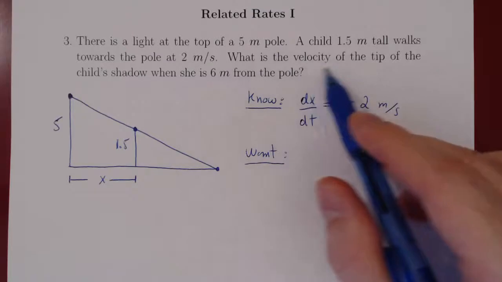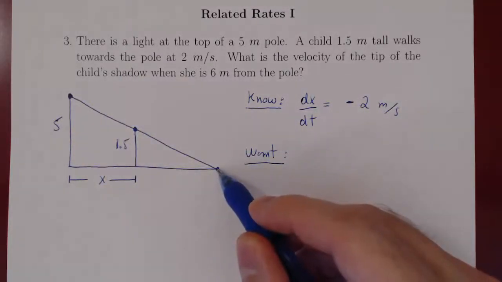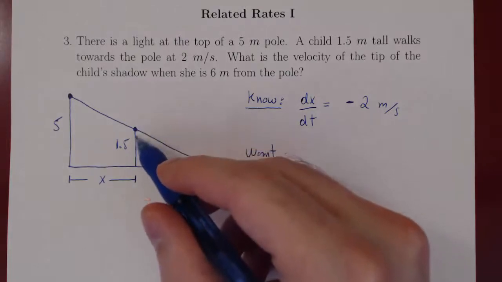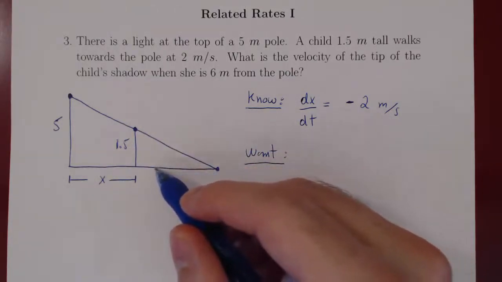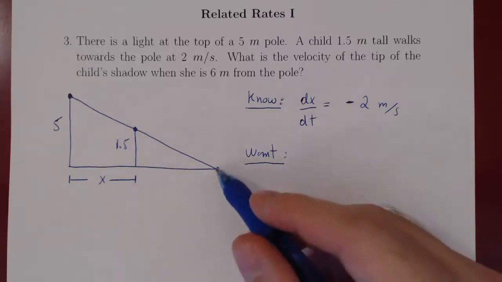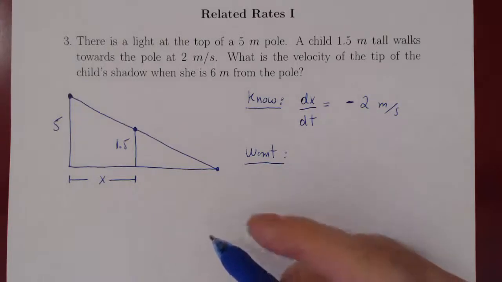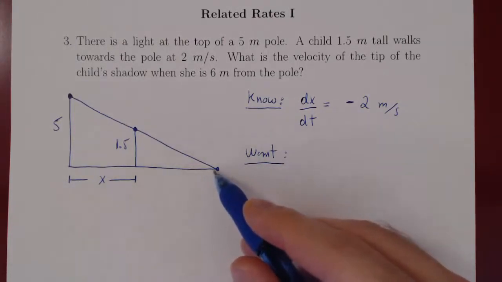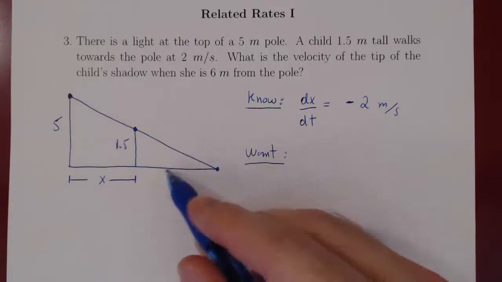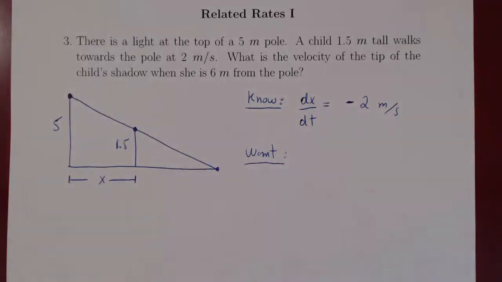We want the velocity of the tip of the child's shadow. That's the velocity of this, because of course as the child is moving, the tip of the shadow will be moving as well. And we want the velocity of the tip of the shadow. Here's where you have to be really careful. If you take this line segment and ask for the derivative of this line segment, the length of this segment as a function of time, this would actually be wrong.